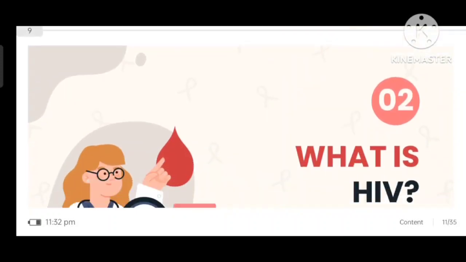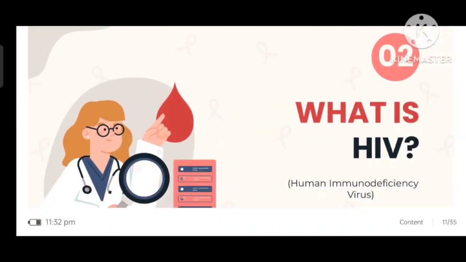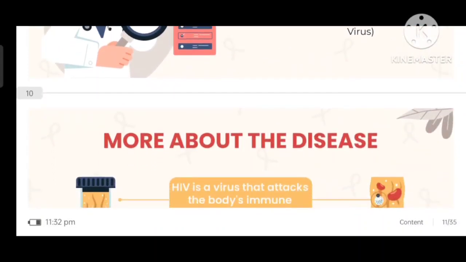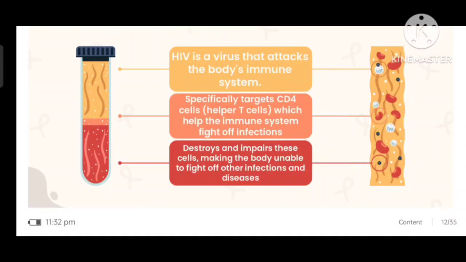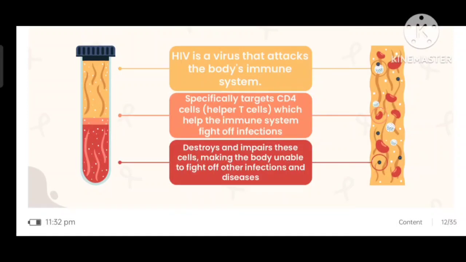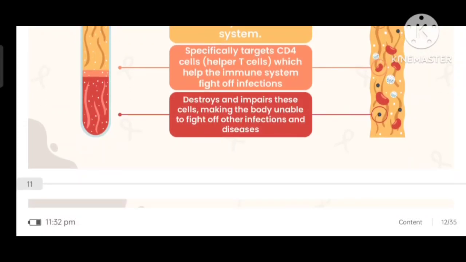Now, let's head to the next slide. What is HIV? HIV stands for Human Immunodeficiency Virus. More about the disease: HIV is a virus that attacks the body's immune system. Specifically, it targets CD4 cells, helper T cells, which help the immune system fight off infections. It destroys and impairs these cells, making the body unable to fight off other infections and diseases.